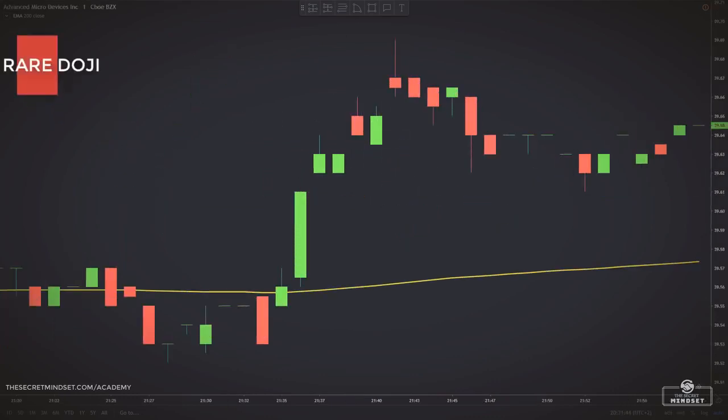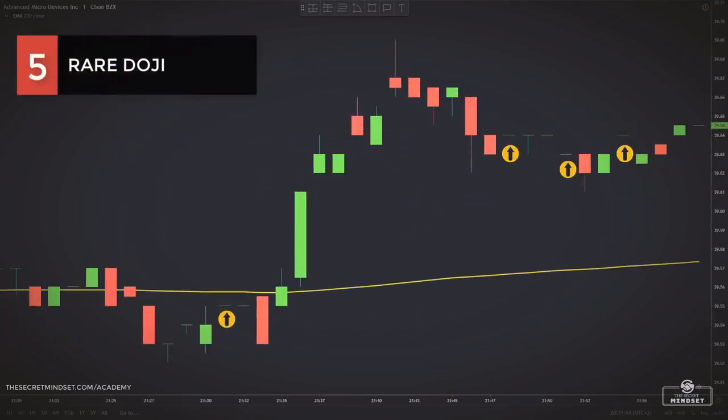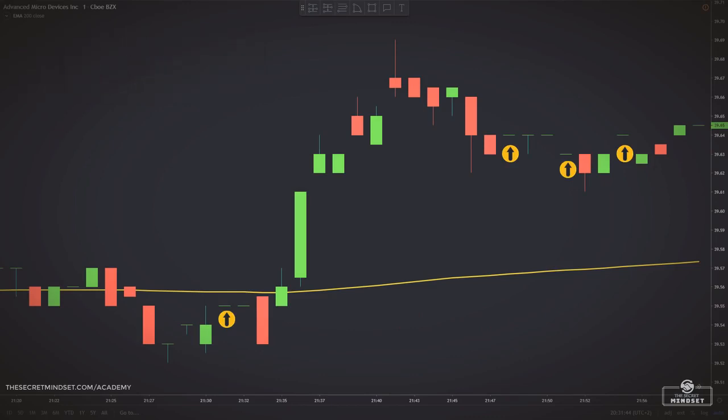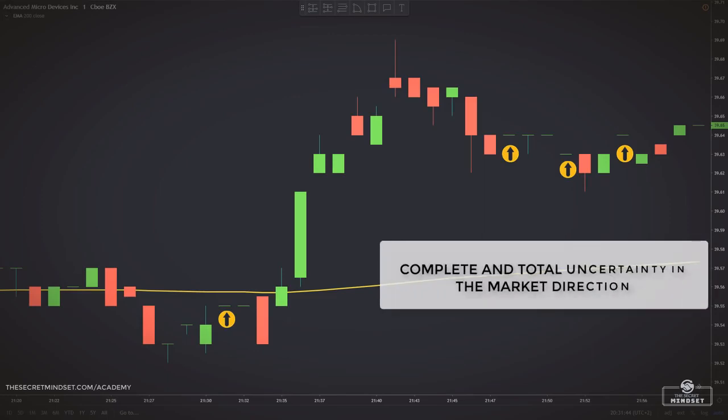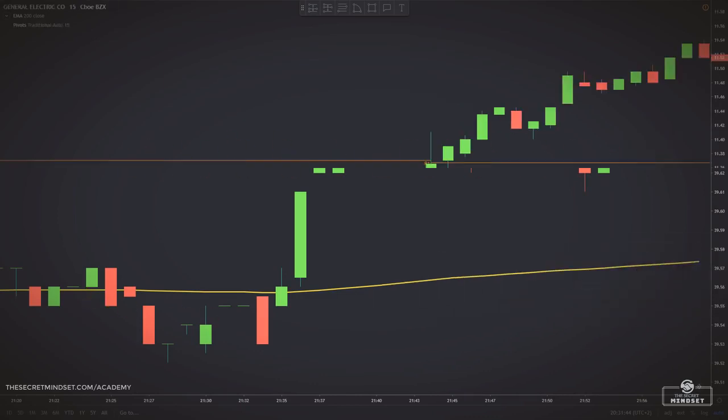The last type is the rare doji. The rare doji occurs when the open, high, low and close of the price are all the same. This pattern forms when a market is very illiquid or the data source did not have any prices other than the close. The rare doji pattern could be read as a complete and total uncertainty in the market direction.